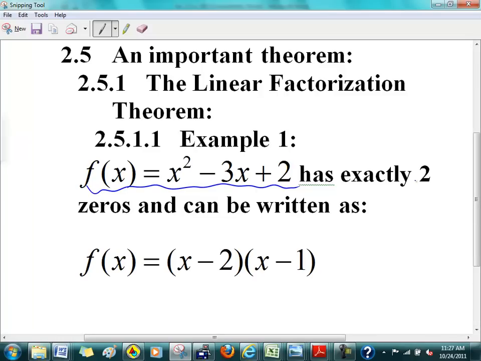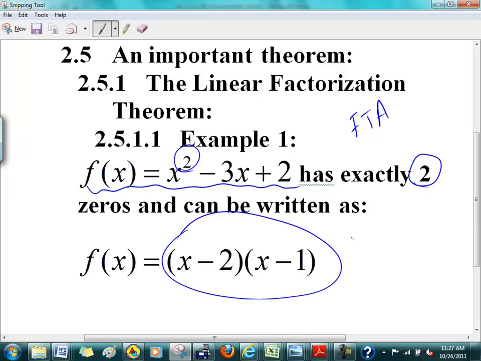there's another theorem before this called the fundamental theorem of algebra, FTA, which says that if you've got a polynomial with degree 2, then it'll have exactly 2 zeros. We're not saying anything about whether the zeros are real or complex or rational or whatever. There'll be 2 zeros; they may be complex. The linear factorization theorem tells you that such a polynomial can be factored into these linear factors.